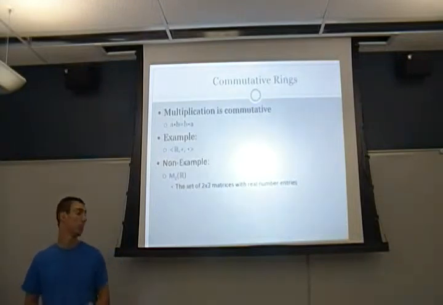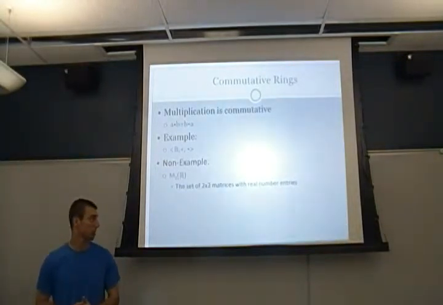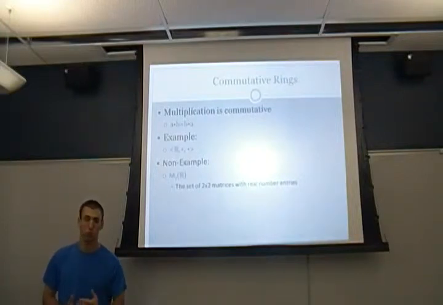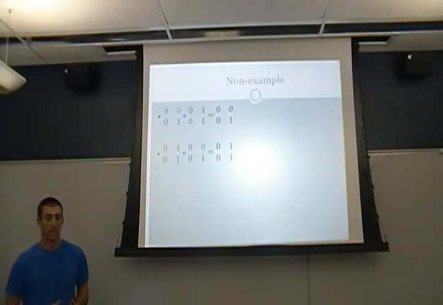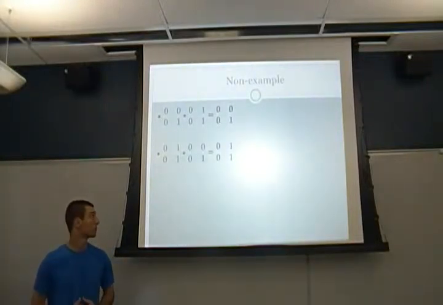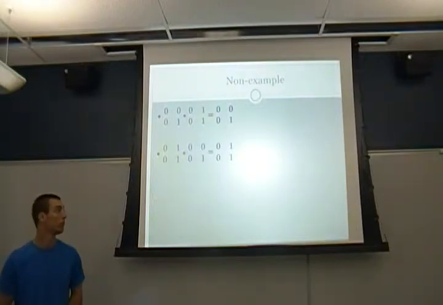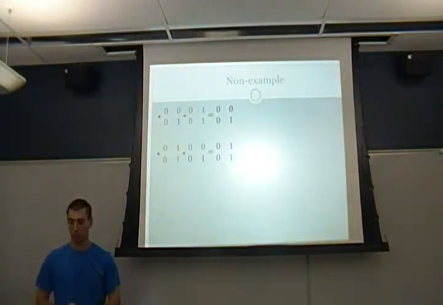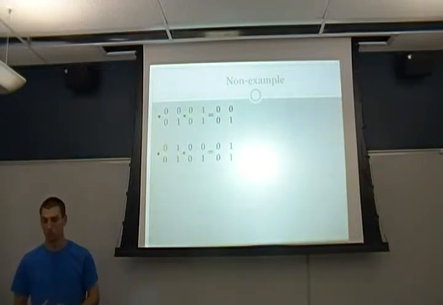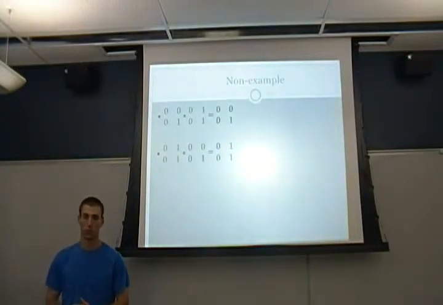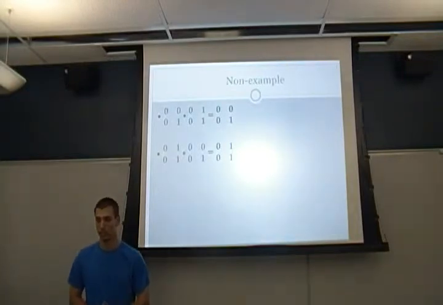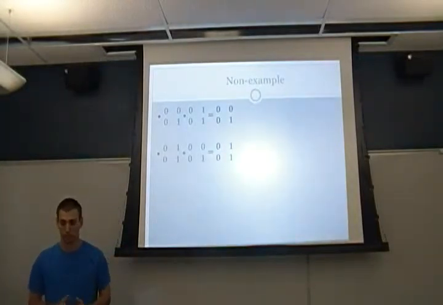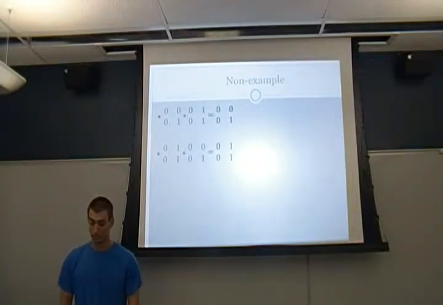A non-example here is M2R. That's just the set of 2 by 2 matrices with real numbers. That's what the R denotes there. So let's take a look at this. This is a non-example because this is not a commutative ring. However, it is a ring, it's just not commutative. So if you did the blue matrix 0, 0, 0, 1 multiplied by 0, 1, 0, 1, you end up getting 0, 0, 0, 1. But if you switch the order around, the output is different, and that doesn't work in a commutative ring. Therefore, this is not a commutative ring because these elements are not commutative.